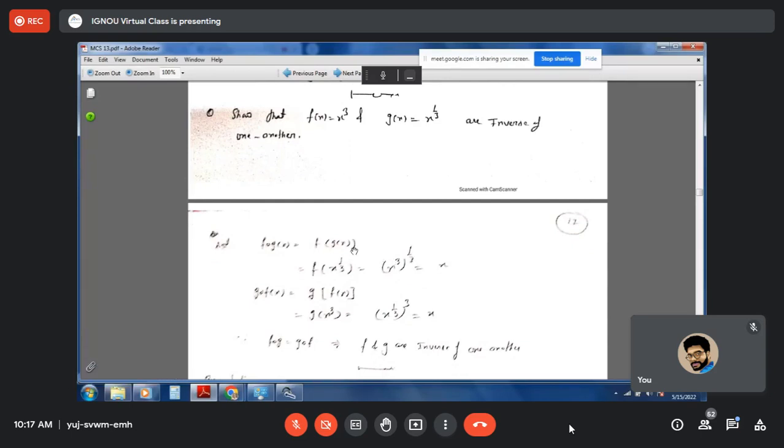Sometimes I think the writing is faded. Can you read it? What's written here? I think in the scanner it is a problem.